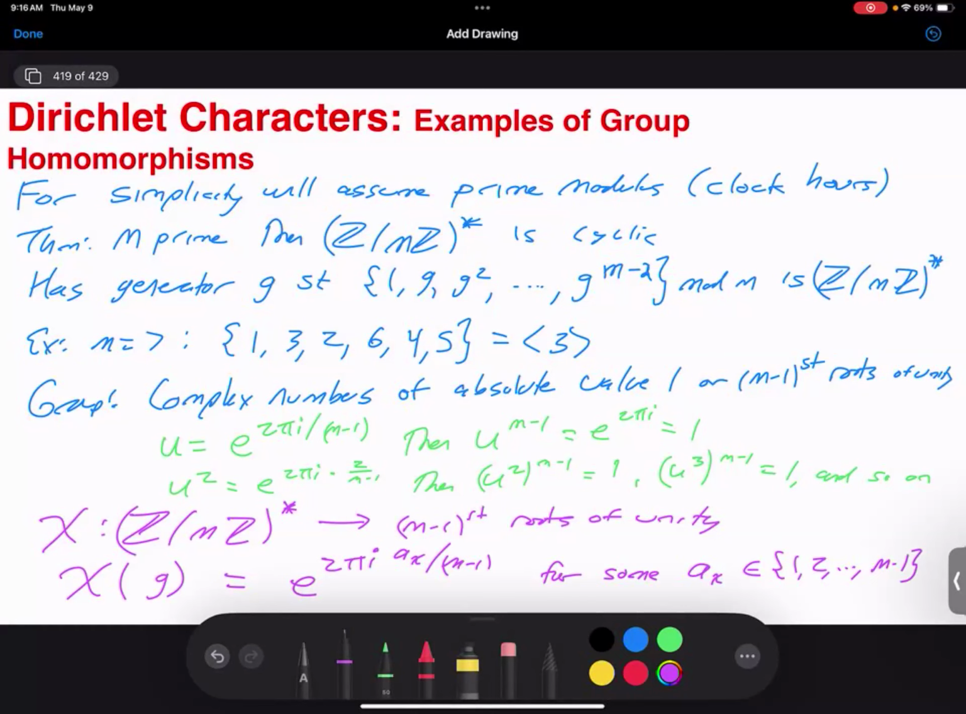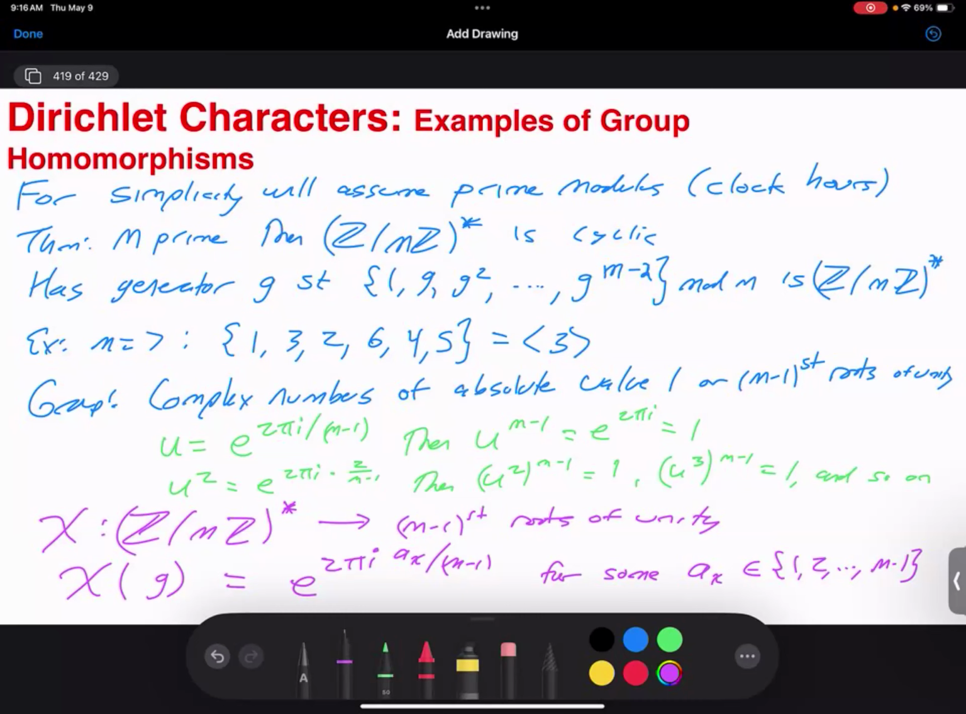So I'm defining a group homomorphism, and this becomes a nice way to review what we did this semester. Here's my first group, (Z mod MZ)*. Here's my second group, the M minus first roots of unity. Well, you have to show that that's a group under multiplication. Well, that's not too bad. What would the identity element be? It would just be 1. 1 to the M minus 1 is equal to the identity.